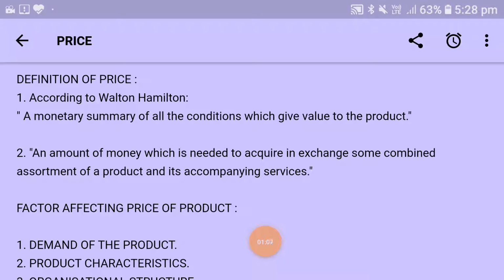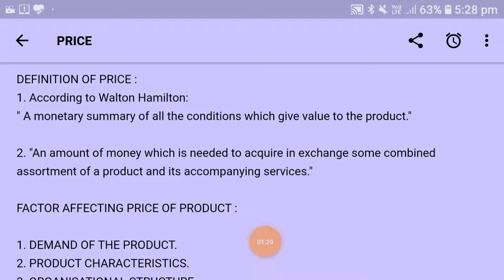What are the situations? First, when a firm must set a price for the first time. Second, when circumstances lead a firm to consider initiating a price change. Third, when competition initiates a price change. And fourth, when the various products of the company have interrelated demands and costs. So these are the situations warranting price determination.